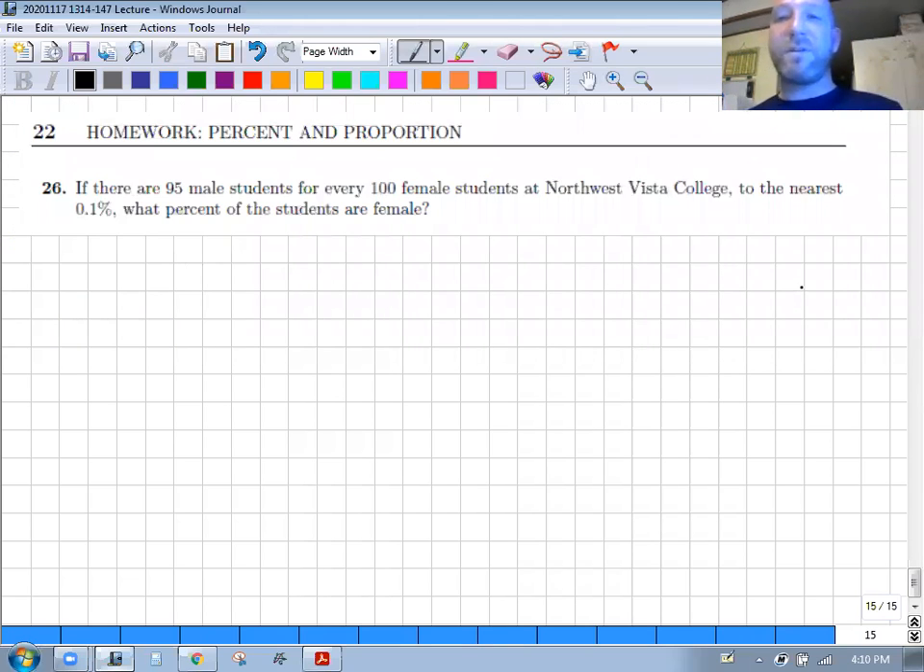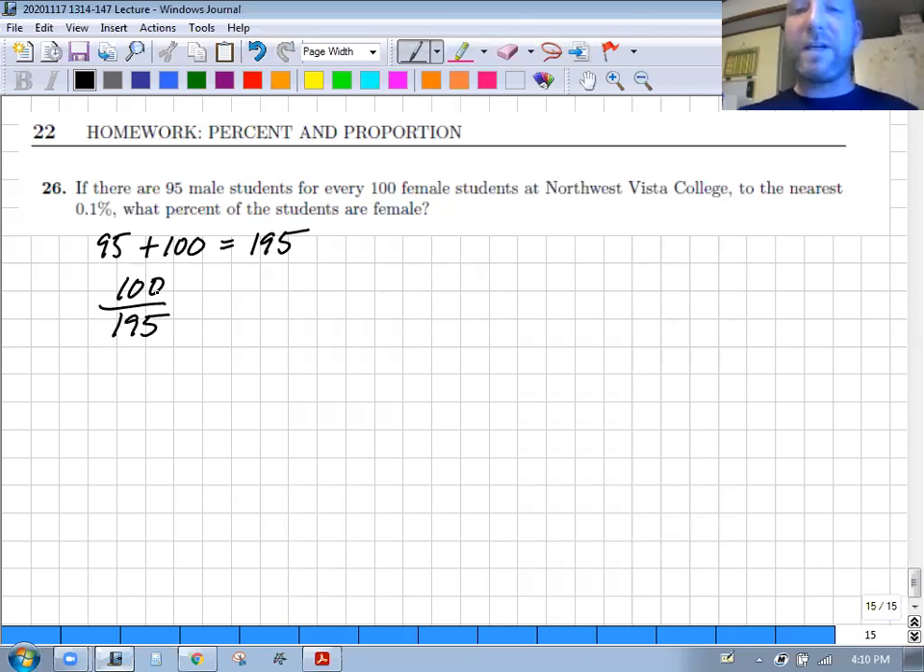All right, if there are 95 male students for every 100 female students in Northwest Vista, to the nearest tenth of a percent, what percent of the students are female? Let's see. 95 male and 100 female is 195 total, right? 100 of them are female. 100 out of 195 is the ratio of female to the total, right? So 100 divided by 195, 0.51282, or 51.3%, right? The 2 turns into a 3, which sounds reasonable, right? About half, right?